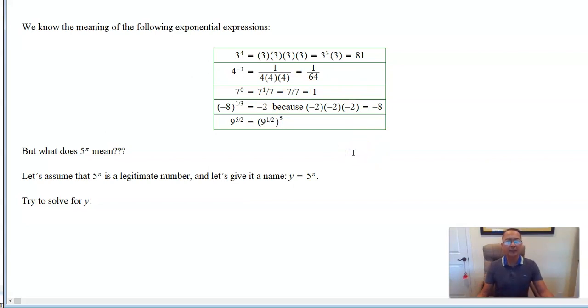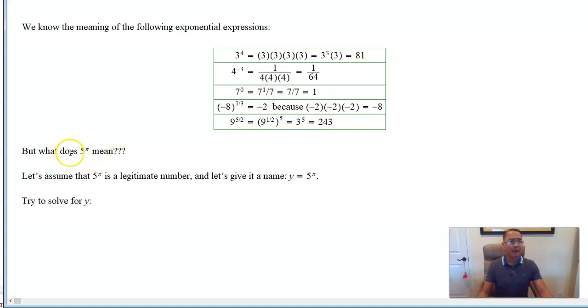So we are working with the assumption that the exponents satisfy certain rules. In other words, if you have two exponents here, they should multiply together into a single exponent. Why does that even work? Well, 9 to the 1/2, we know that that is 3. 3 raised to the power 5, 3 multiplied by itself 5 times, you get 243.